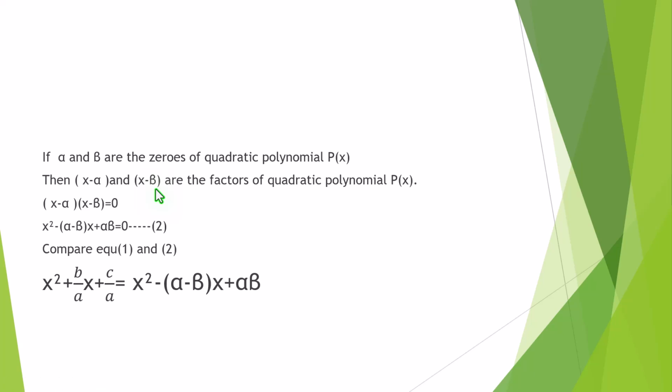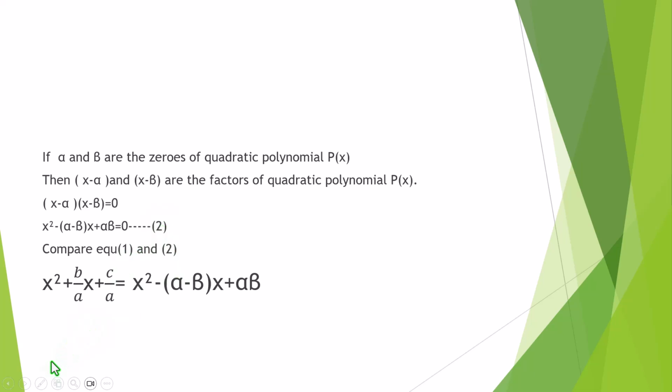In a quadratic polynomial, there are two linear factors. The product of these two linear factors, x minus alpha into x minus beta, is equal to 0. Then opening the bracket, we get x square minus (alpha plus beta) x plus alpha beta is equal to 0. This is equation 2.